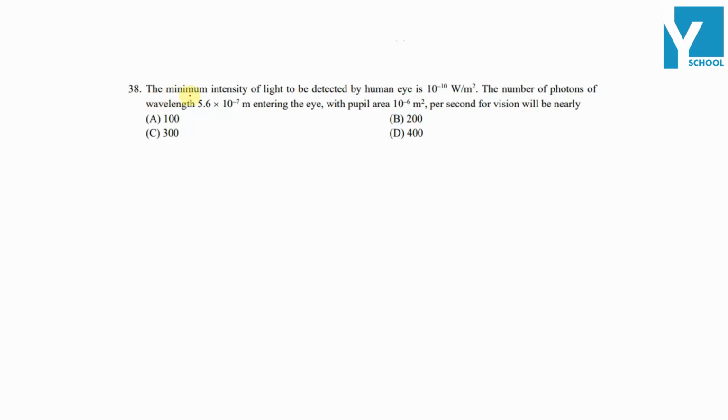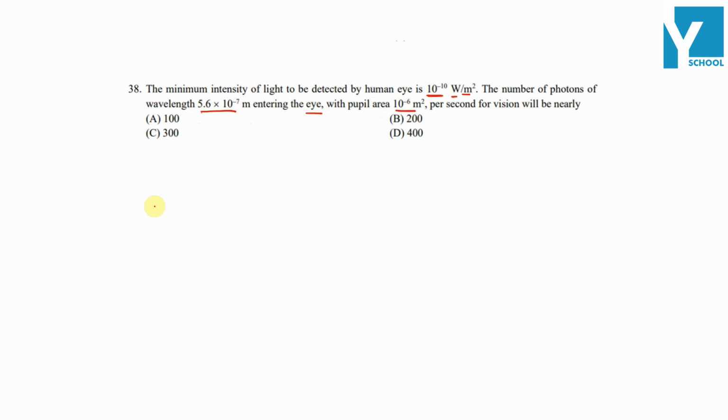The minimum intensity of light to be detected by human eye is 10 raised to minus 10 watt per meter square. The number of photons of wavelength 5.6 into 10 raised to minus 7 meter entering the eye with pupil area of 10 raised to minus 6 meter square per second for vision will be.